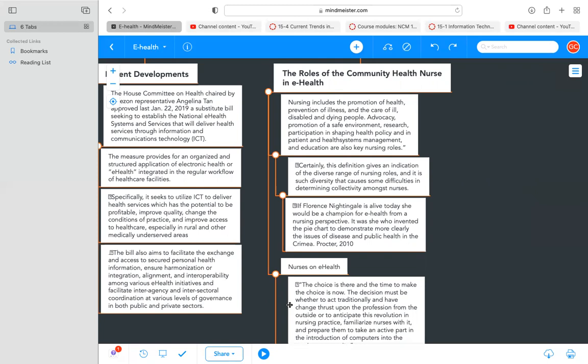Certainly, this definition gives an indication of the diverse range of nursing roles. And it is such diversity that causes some difficulties in determining collectivity amongst nurses. But despite that, if you come to think about it, if Florence Nightingale were alive today, we can be sure that she would be a champion for e-health from a nursing perspective.